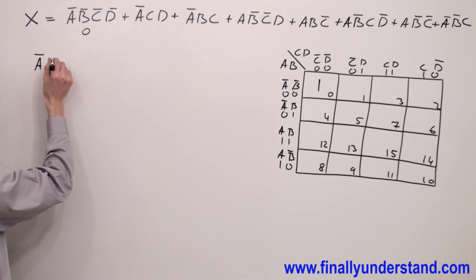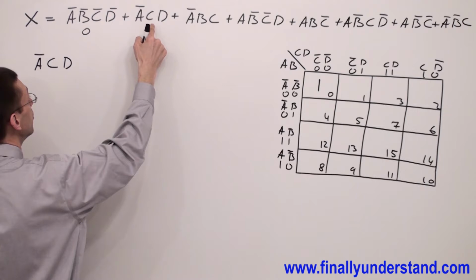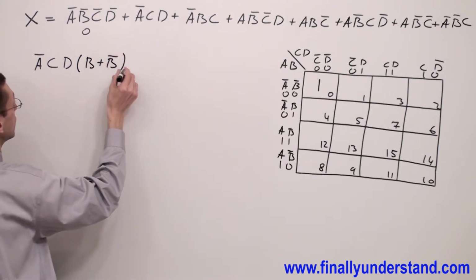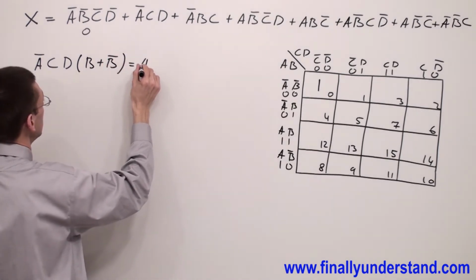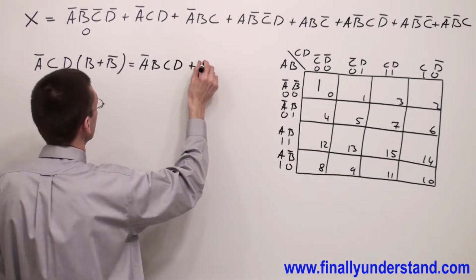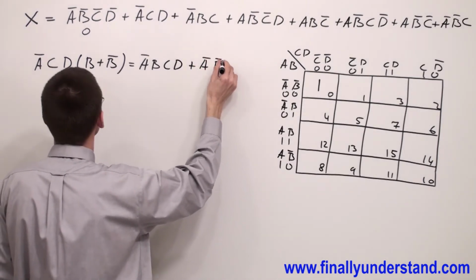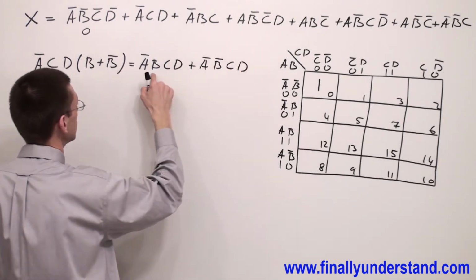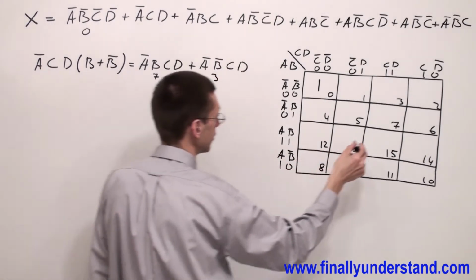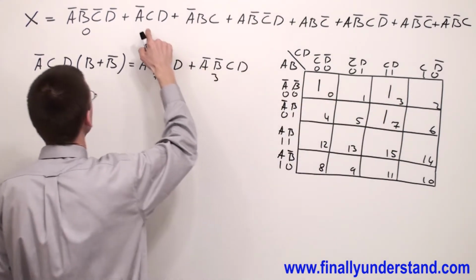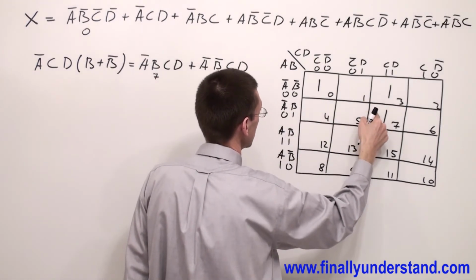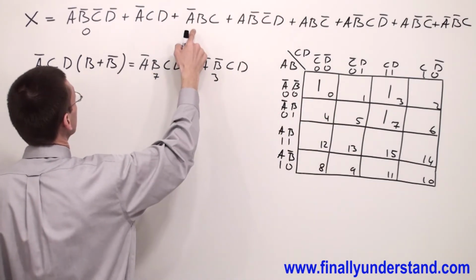I have A0, C, D. I'm missing B. That's why I'm going to multiply this term by B or B0. And I'm going to have A0, B, C, D, or A0, B0, C, D. This is binary 7 and this is binary 3. This term is showing me that I have ones in cell 3 and 7. Let's go to the next one.